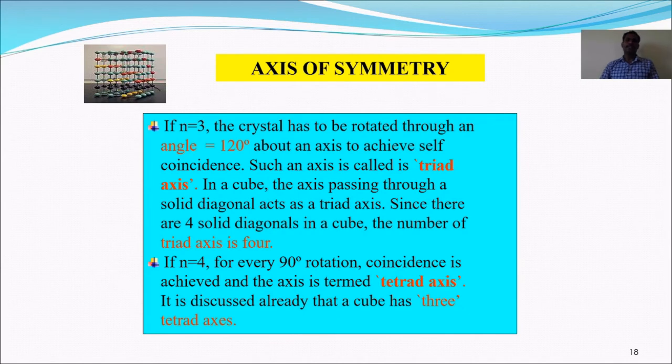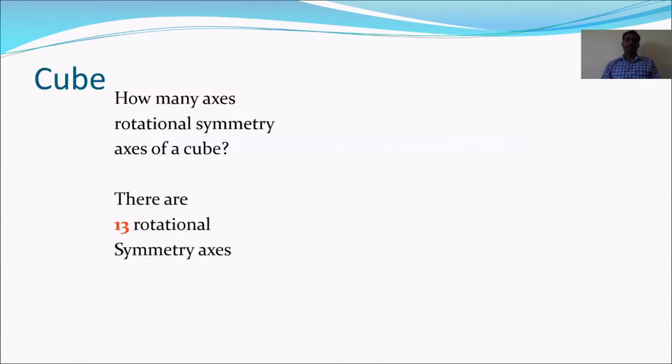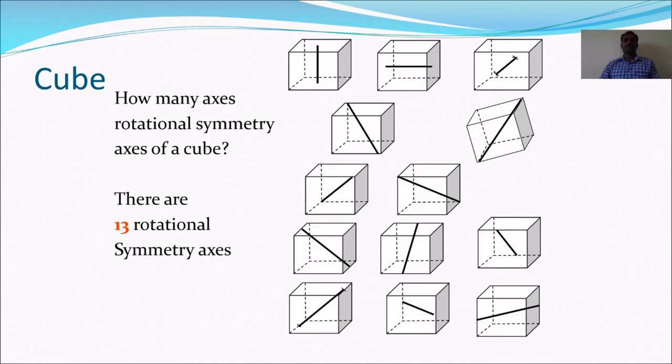If n is equal to 3, the crystal has to be rotated through 120 degrees, and it achieves the same appearance thrice. Such an axis is called a triad axis, and there are 4 triad axes in a cube. If n is equal to 4, the crystal is rotated through 90 degrees and it achieves the same appearance 4 times. Such an axis is called a tetrad axis, and there are 3 tetrad axes. So in total, a cube has 13 axes of symmetry.